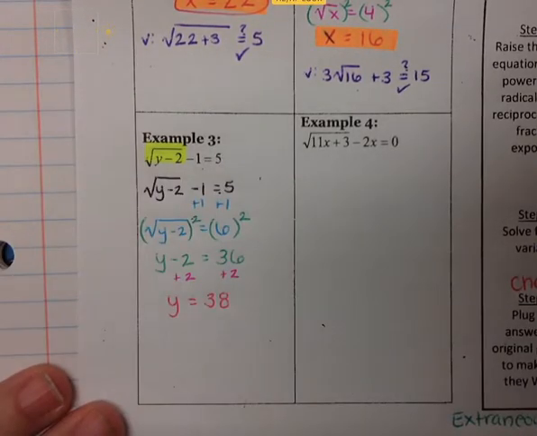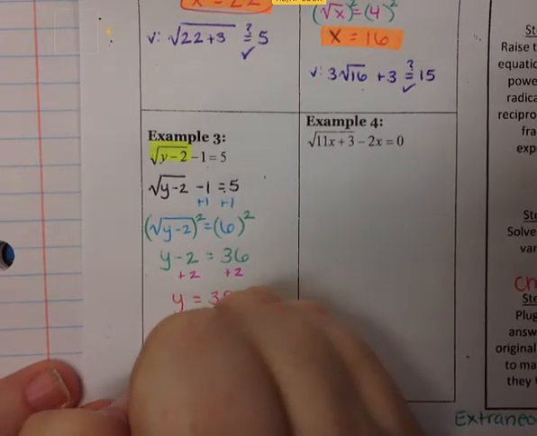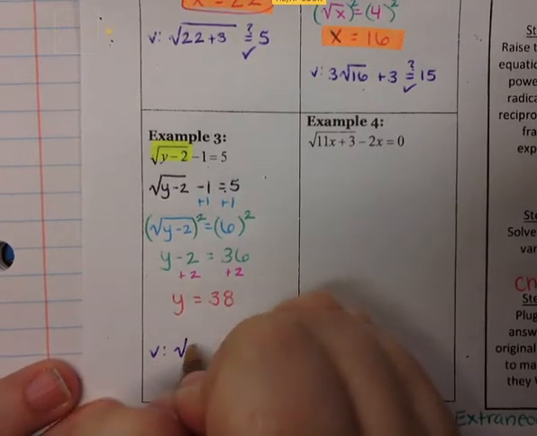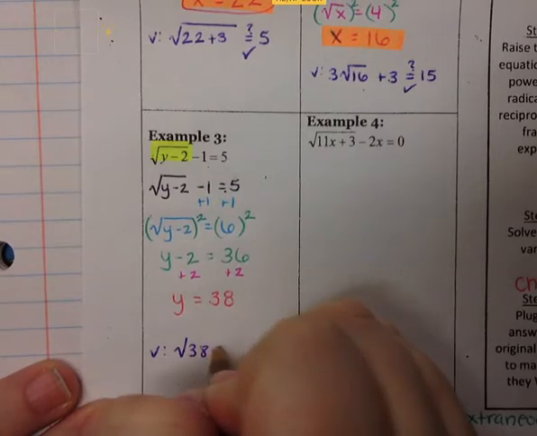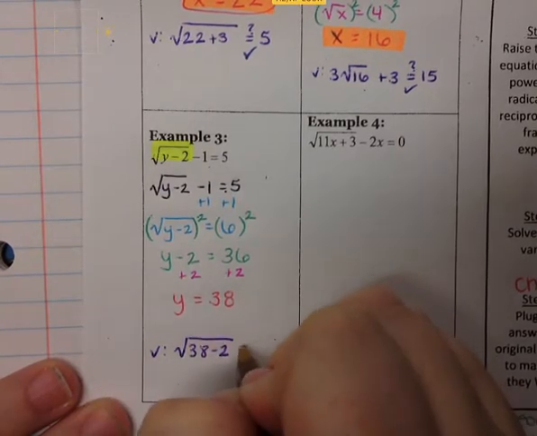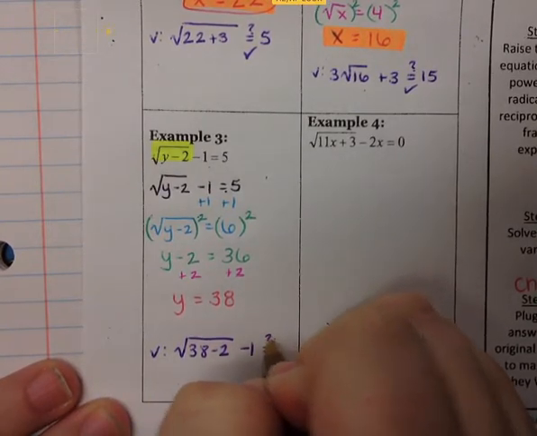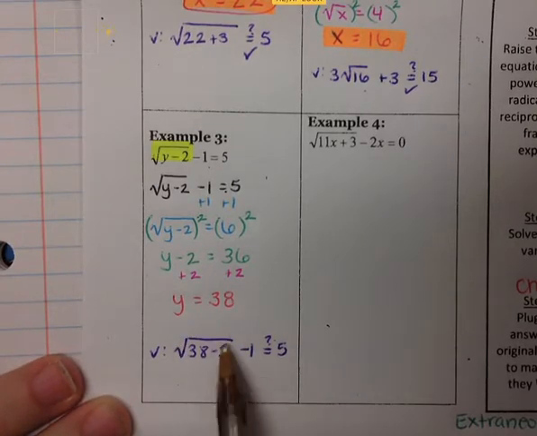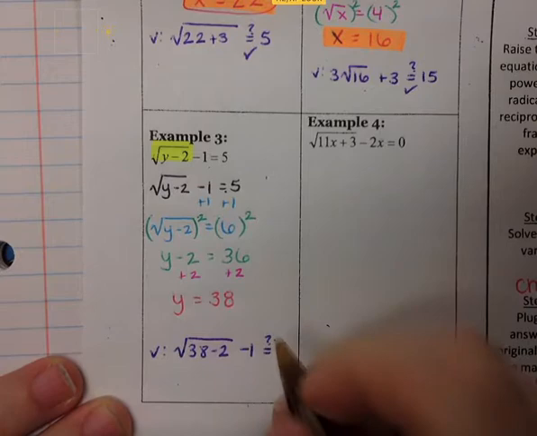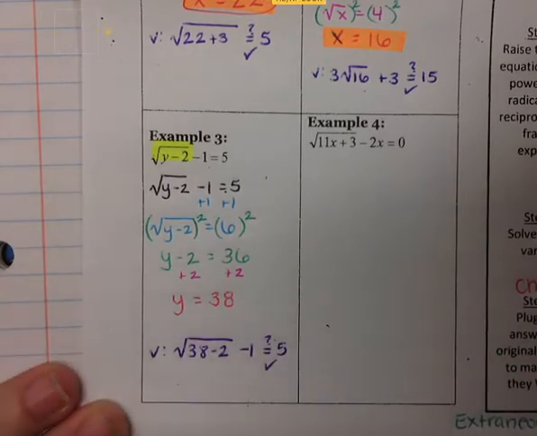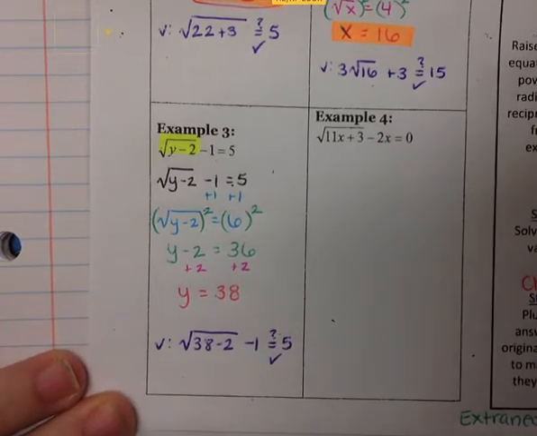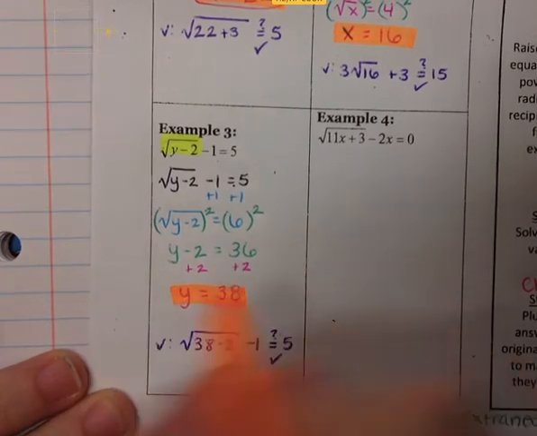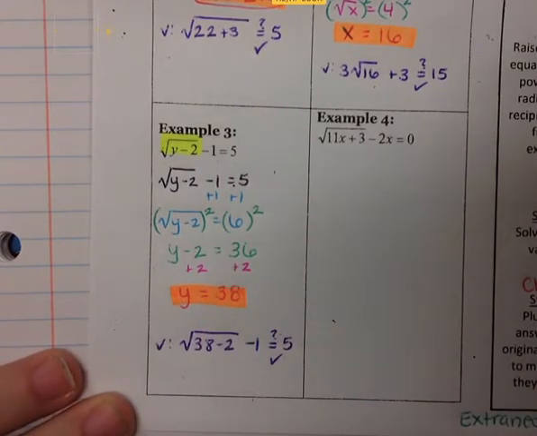So again, I'm not going to highlight it yet. I need to check it. We have the square root of 38 minus 2 inside of our radicand. Minus 1 is supposed to equal to 5. So we're going to put question mark 5. So 38 minus 2 is 36. The square root of 36 is 6. 6 minus 1 is 5, so it does work. Again, you can check that in your calculator. So far we don't have any extraneous solutions. That's perfectly fine.